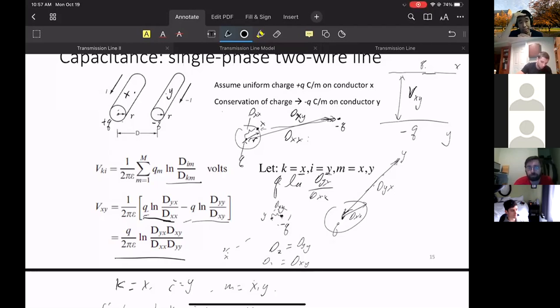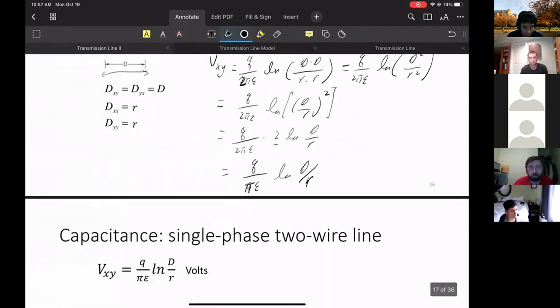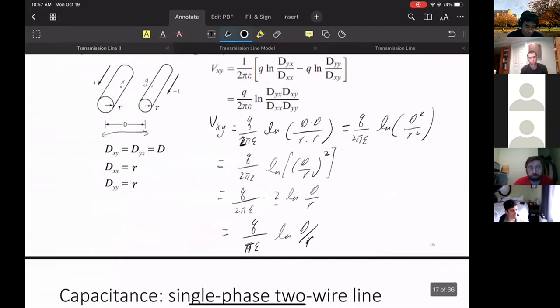And they're carrying charges, so there's some potential difference. Both wires contribute to the potential difference. I have one contribution because X is carrying charge, and another contribution because Y is carrying charge. So if you do the calculation, you have a 2 that comes out. That comes out because you have a square in the middle, or you can think of it as because you have two terms. Any other questions?